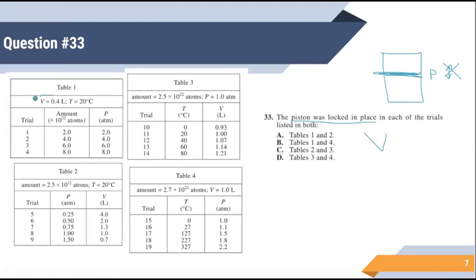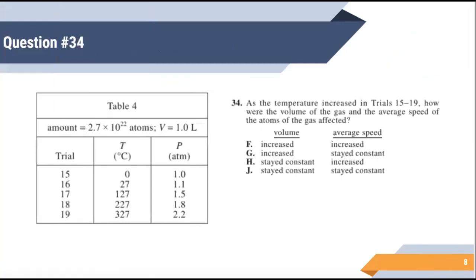So here, table 1, volume is constant. All right, here, table 2, volume changes, so it can't be table 2. Here in table 3, volume changes, so it can't be table 3. And here at table 4, the volume is constant. So our answer for 33 should be 1 and 4. Answer B. Okay. Try our last question, question 34.